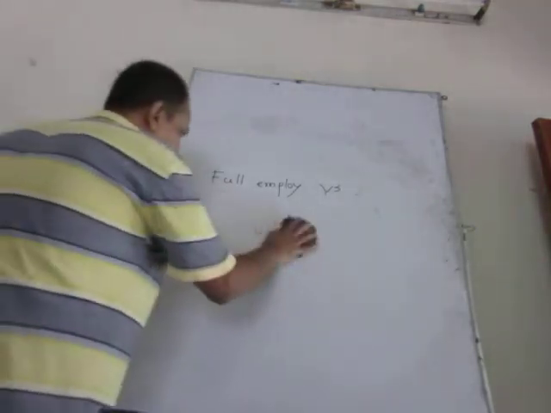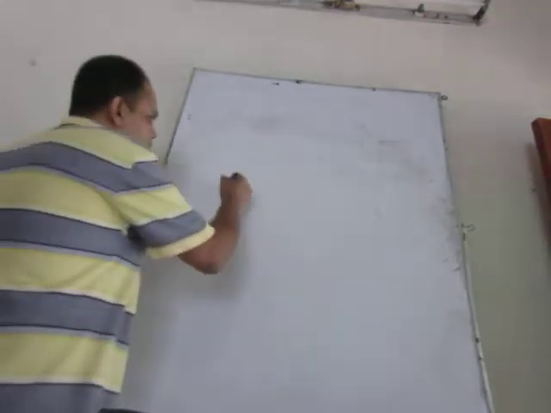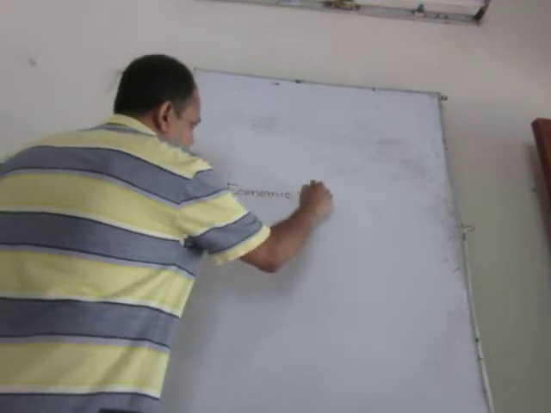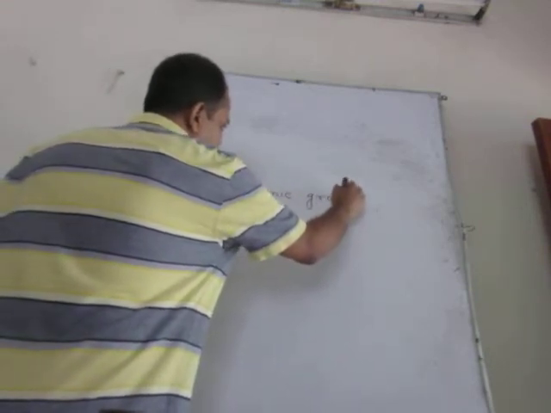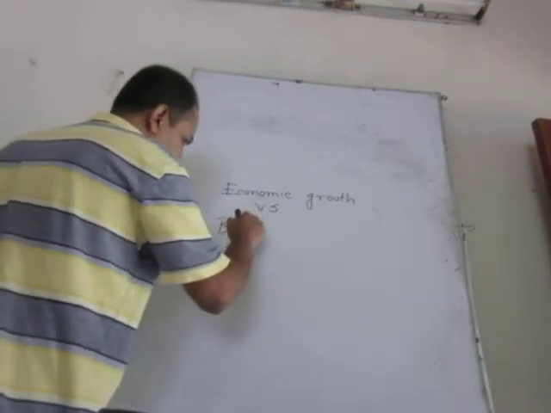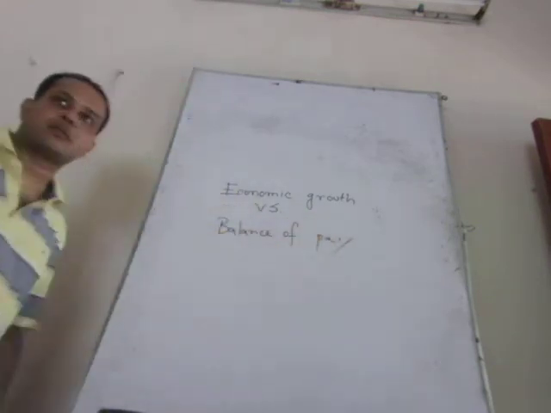Then another example is, see, suppose, as for example, the dollar situation is very bad, understood? Then, economic growth versus balance of payment. See, there is a conflict between these two.